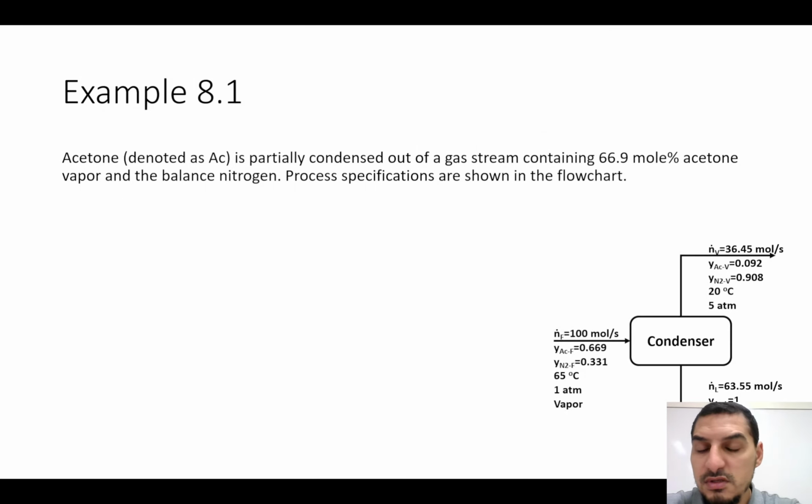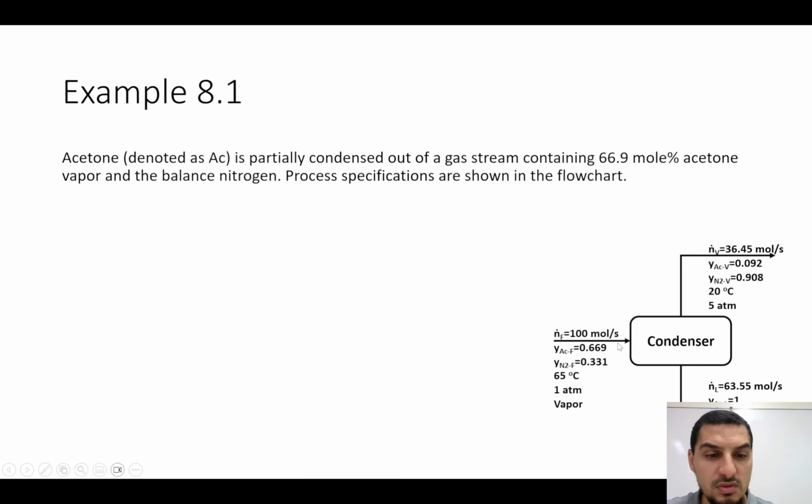Hello everybody. So in this video we're going to solve one more example about the energy balance on partial vaporization or partial phase change. In this case we have acetone which is fed to this unit. It's not pure acetone, it's acetone with nitrogen, so it's acetone vapor. It's a 66.9 mole percent acetone vapor, and the balance is nitrogen, and the process is shown.